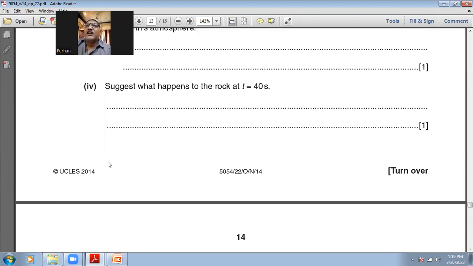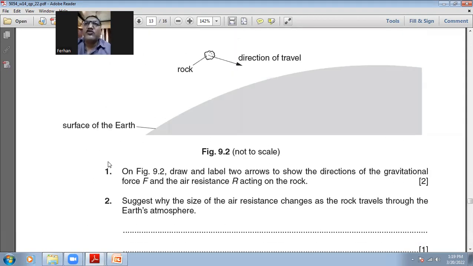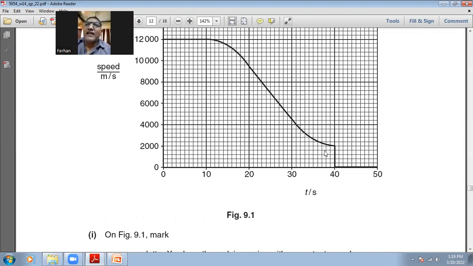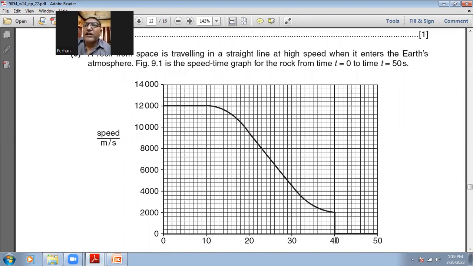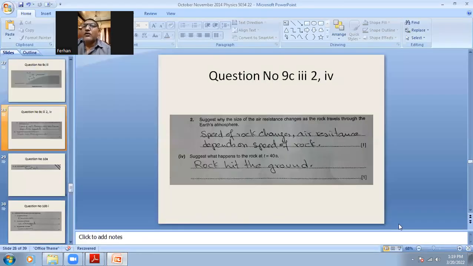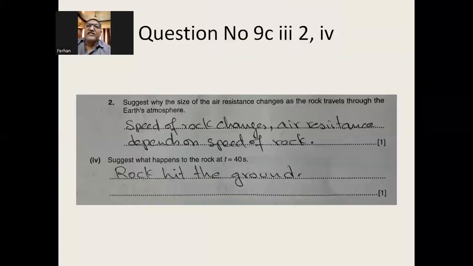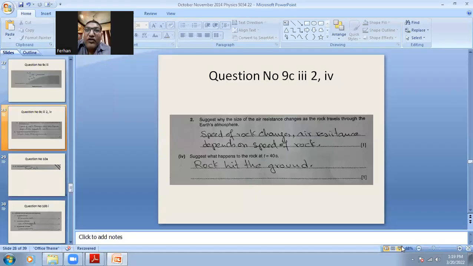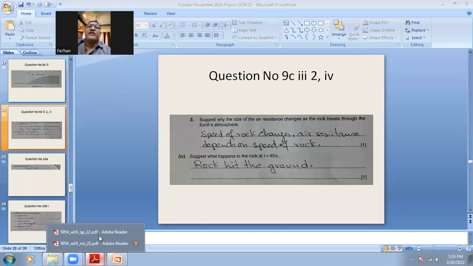He says, suggest what happens to the rock at t equals 40 seconds. So what happened here at t equals 40 seconds, you see the speed of the rock from 2000 meter per second all of a sudden becomes 0 meter per second. The most probable reason is that the rock has hit the ground. That's why its speed has all of a sudden become 0. So our written answer is the rock hit the ground. That's why at t equals 40 seconds, the speed immediately became 0. So hopefully you understand. So we are done with question number 9.